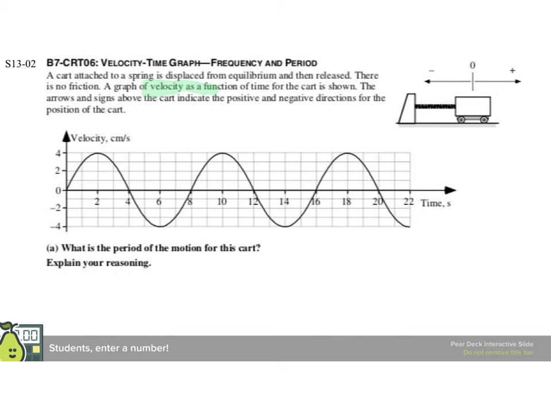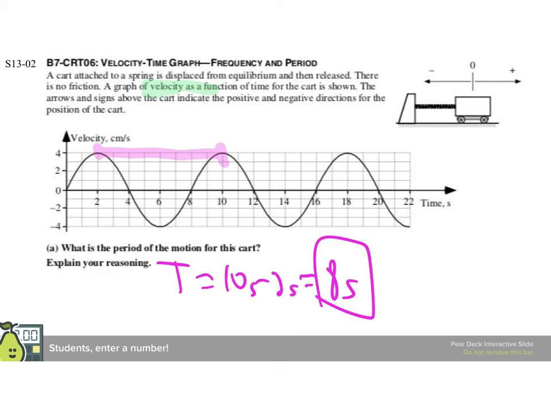In general, we'll want to go from some point to the equivalent point on the cycle. It is generally easiest to go from a max to the next max, or equivalently from a min to the next min, because then we don't get the double crossing, right? The maxes are unique in every cycle. We don't have to worry about the fact that it has that value twice. So we go from here, we end at 10 seconds, we start at 2 seconds, the period is 8 seconds.